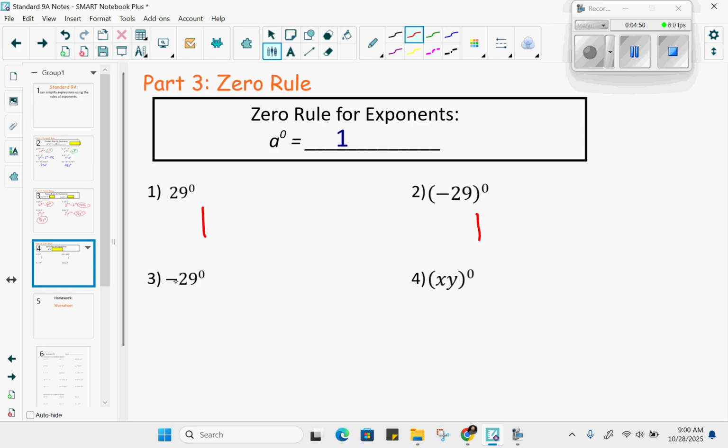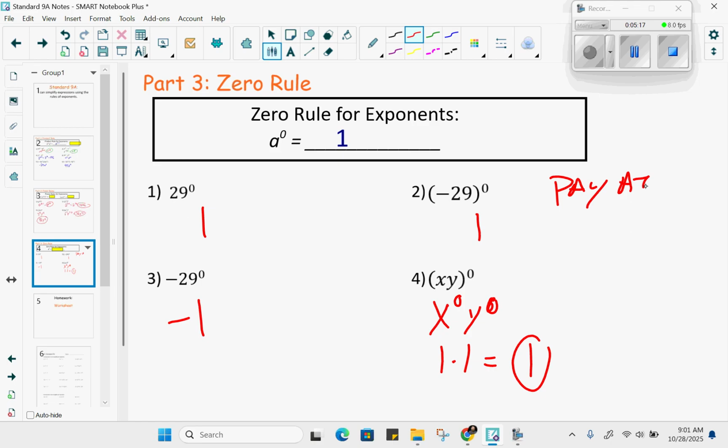Now we have -29 with just the 29 being raised to the 0 power. We can think of this as the opposite of 29 raised to the 0 power. This one would be -1 because that negative is separate from the 29. Here we have x raised to the 0 and y raised to the 0, which is really 1 times 1, which makes 1. Anything raised to the 0, you have to be very explicit about. So you need to pay attention to parentheses.